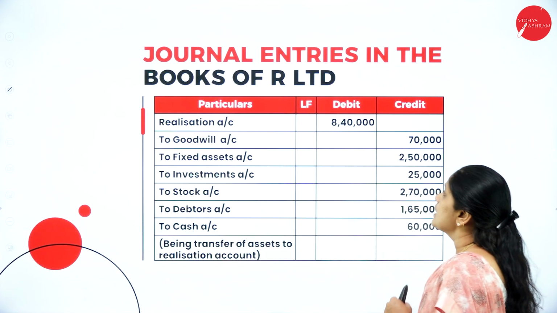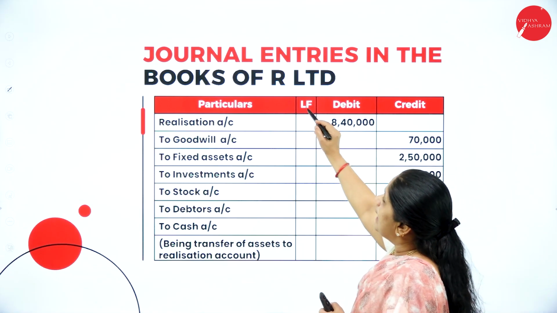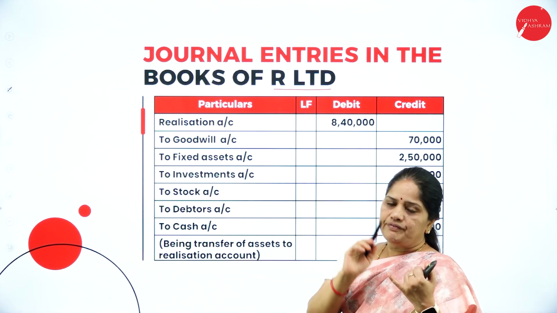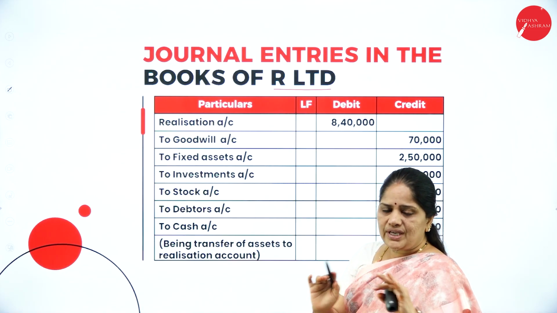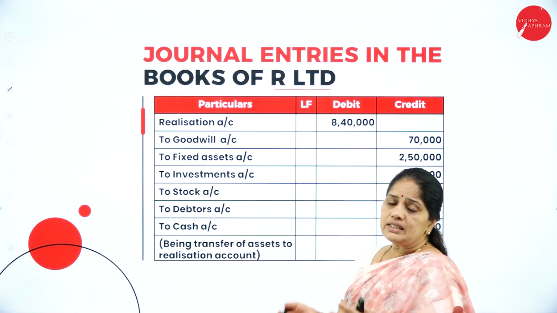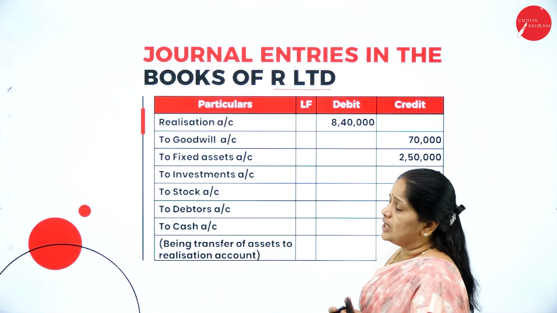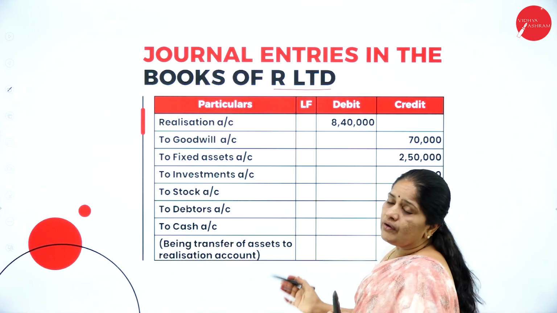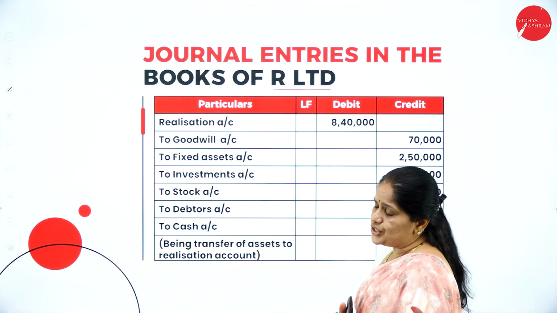So, in this way, we have transferred all the accounts in the balance sheet and closed all the accounts. Now, in the books of R Limited, this is one more company, the second company. The first company is P Limited. So we have closed all the books of accounts of P Limited, transferred all the funds to the respective shareholders account. The same way in the books of R Limited also, we have to prepare the realization account.